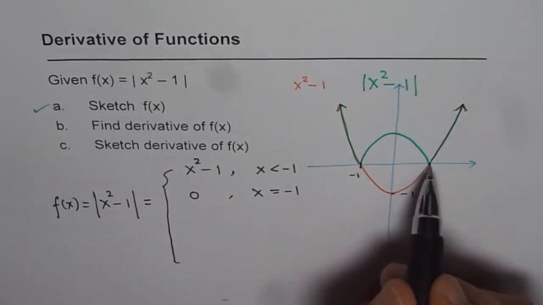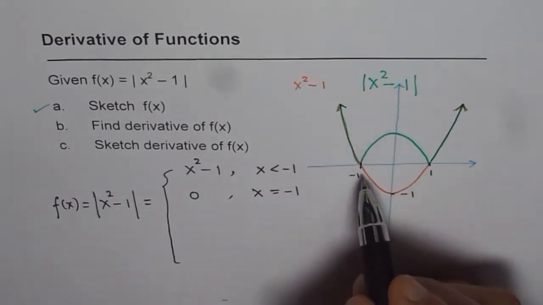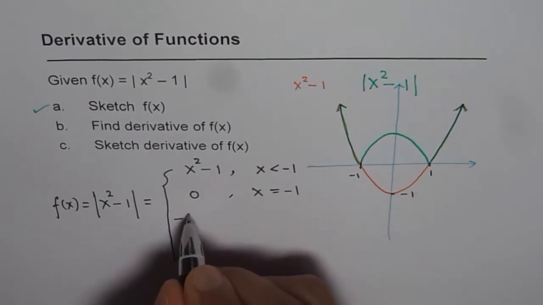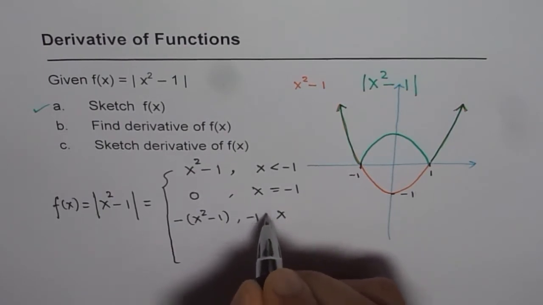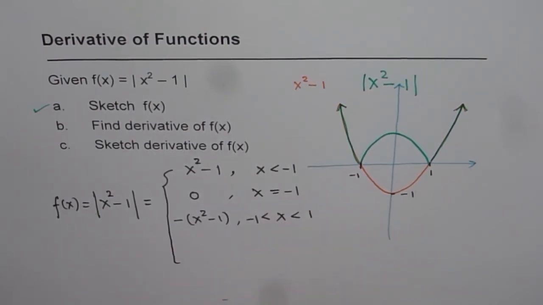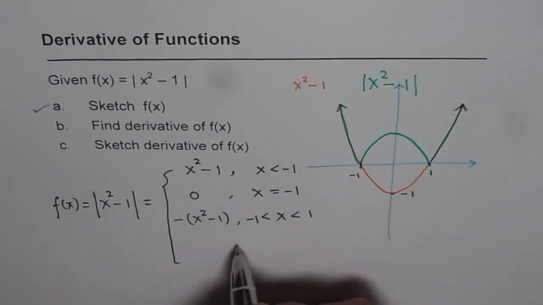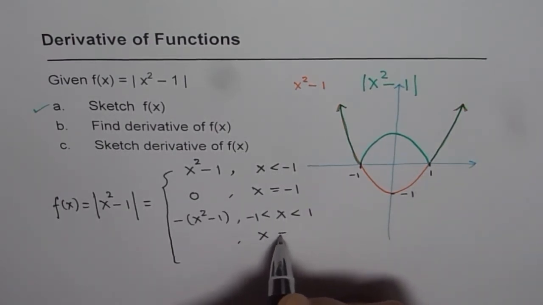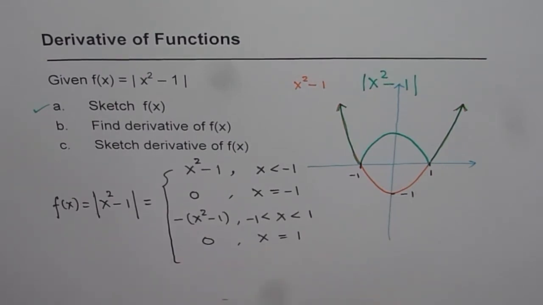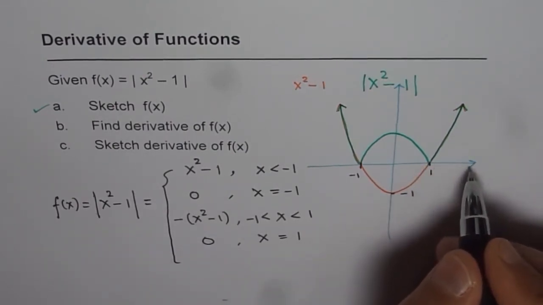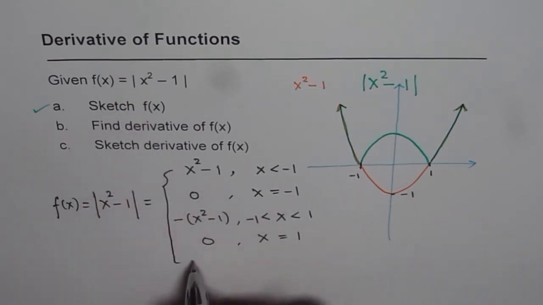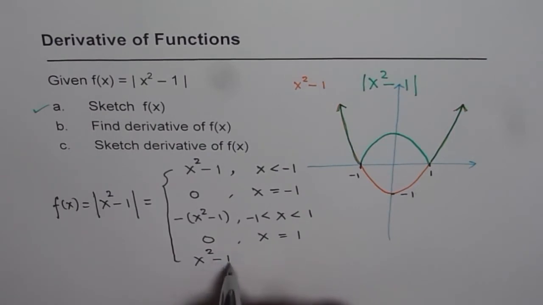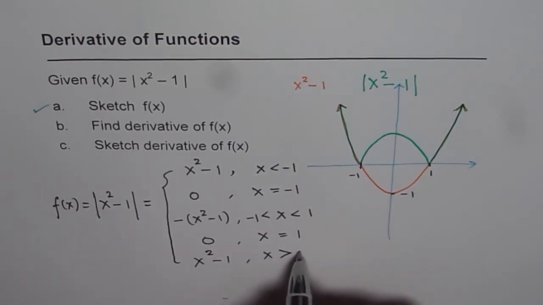From minus 1 to plus 1, the function x squared minus 1 was flipped, right? So it is negative of x squared minus 1 when x is between minus 1 and plus 1. And at 1 the value is 0. So let me write x equals 1, the function value is 0. From 1 to infinity, absolute value is the same as the function itself, I mean x squared minus 1. So we can write the same as x squared minus 1 for x greater than 1.